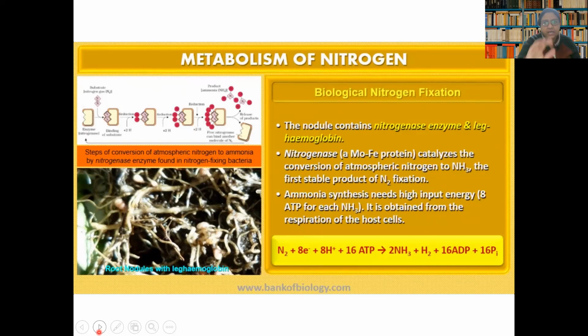The nodule must have the facilities for nitrogen fixation. So what are these facilities? The facilities are, they have the nitrogenase enzyme, obviously, which is responsible for nitrogen fixation. They have leghemoglobin.